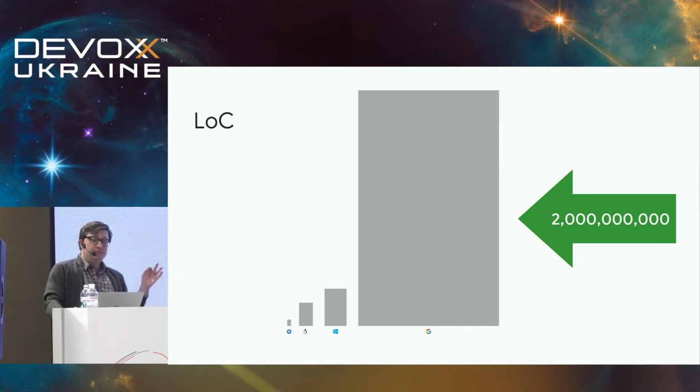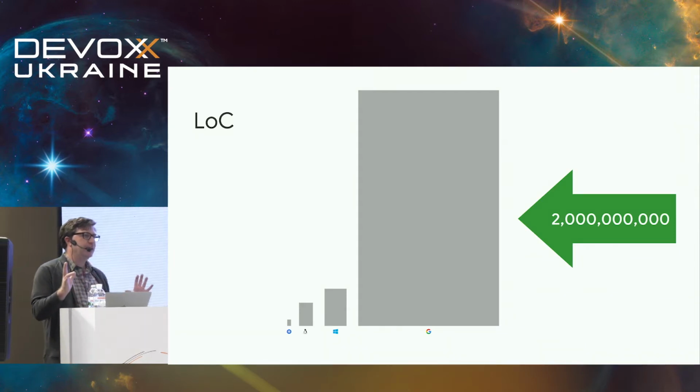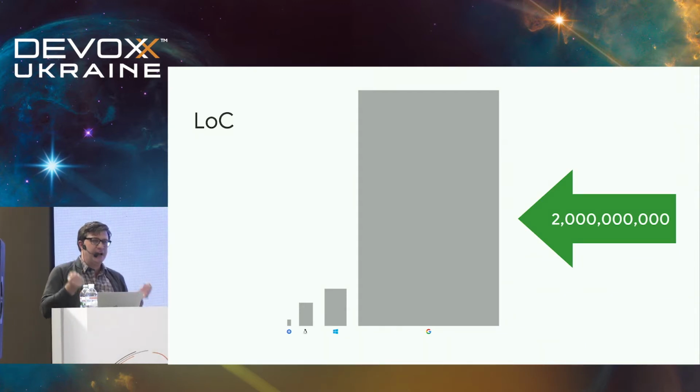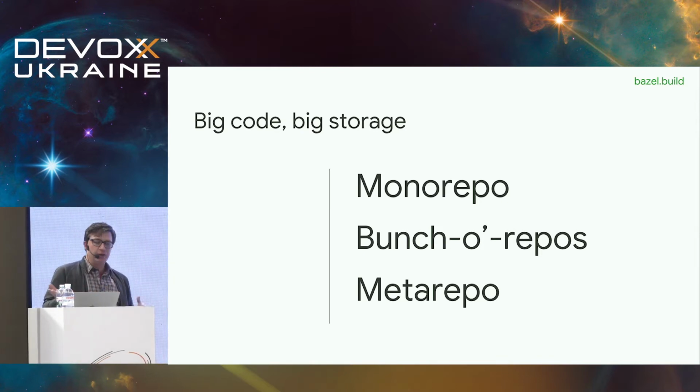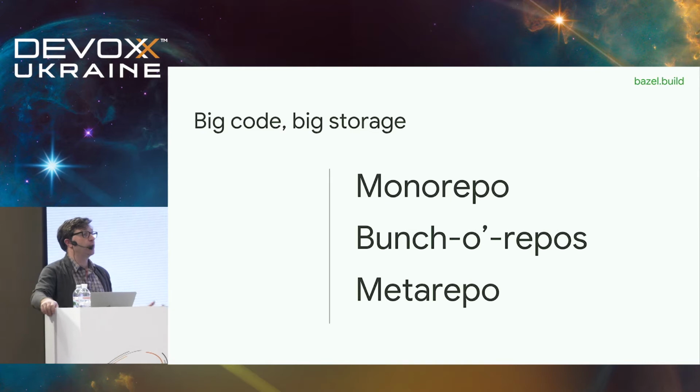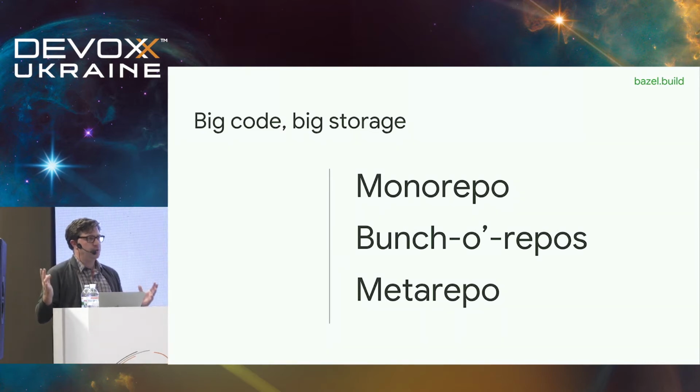So we build and test 2 billion lines of code multiple times every day. Our entire code base is kept live, active, up to date, and it's all considered as part of one giant build. And doing so requires a special kind of build system. Before that, I just want to talk briefly about how that code is stored. There are a few different choices here. We've got a mono repo, means one big repo, and that's what we do at Google. A lot of big companies do that as well.